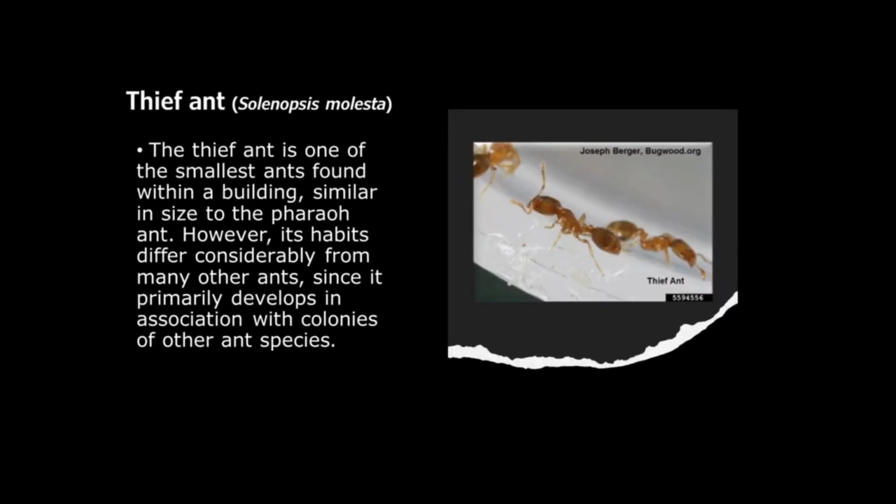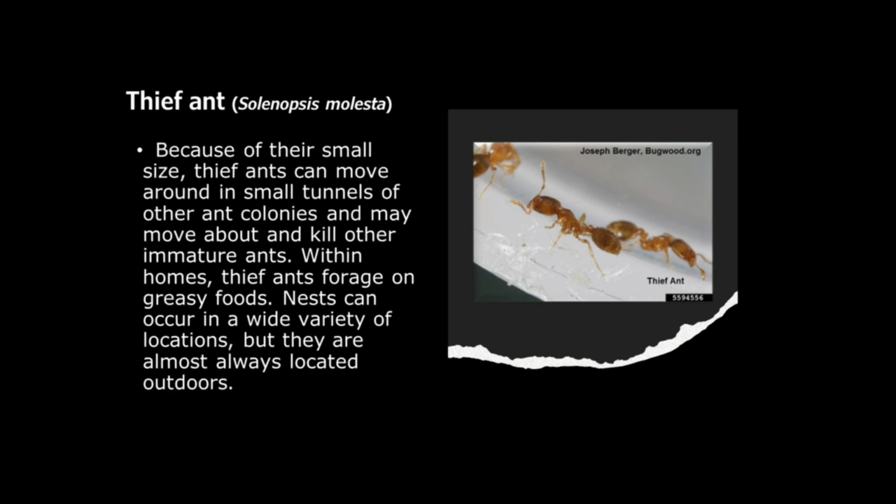Thief ant, Solenopsis molesta. The thief ant is one of the smallest ants found within a building, similar in size to pharaoh ants. However, its habits differ considerably from many other ants since it primarily develops in association with colonies of other ant species. Because of their small size, thief ants can move around in small tunnels of other ant colonies and may move about and kill other immature ants.